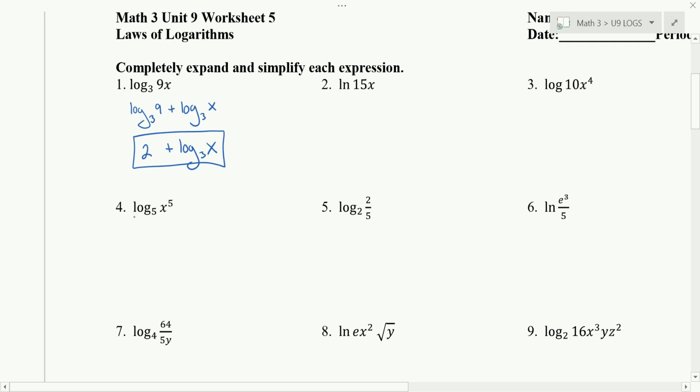Number 4, we have x to the power of 5, and so we can use the power property, where we take that exponent and move it in front of the log, so we get 5 times log base 5 of x.